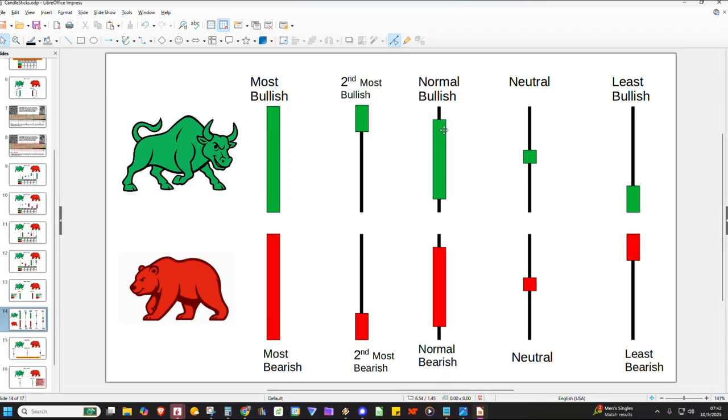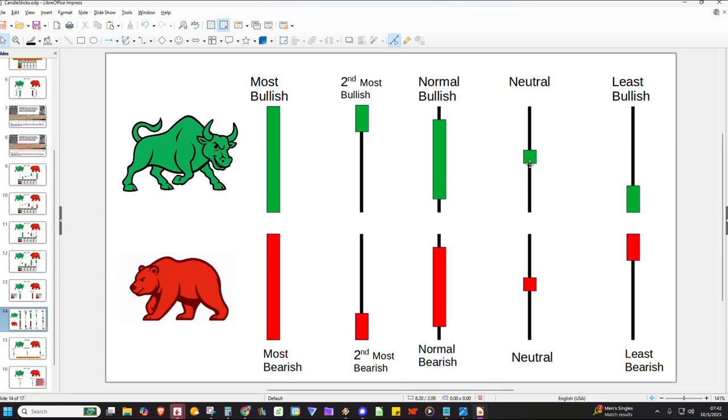Now, the middle candle is pretty obvious. It's the normal bullish and normal bearish. That's pretty obvious. Hey, big green body, big red body, whatnot. We get to the fourth bar here, the neutral bar. This is most of the time called a doji bar. This is essentially the bar opens and closes right around the same price.